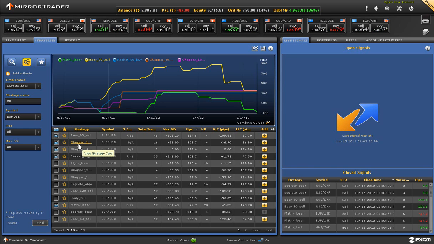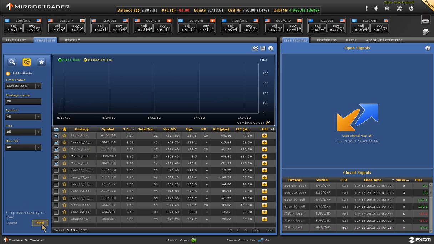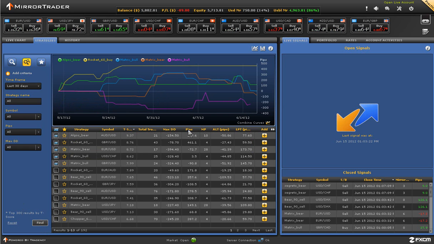And this would change if you decided, instead of just the euro, say you wanted to look at all of them and see which currency pair actually does the best. So let's sort by pips. Well, look, we have Segredo Algo, Great Britain and New Zealand. Look at this.